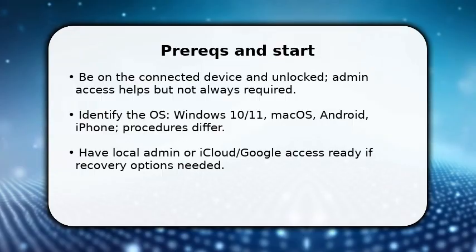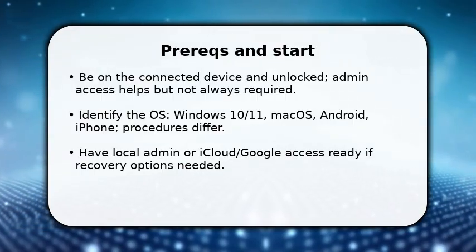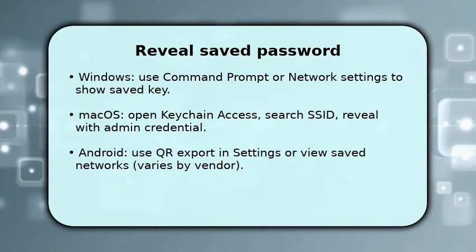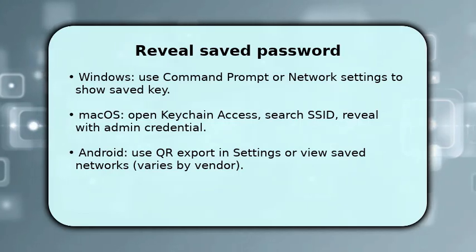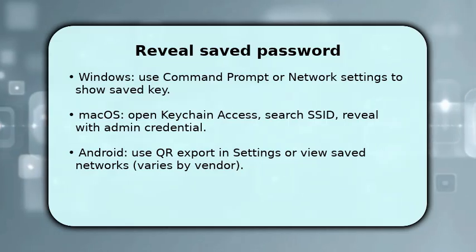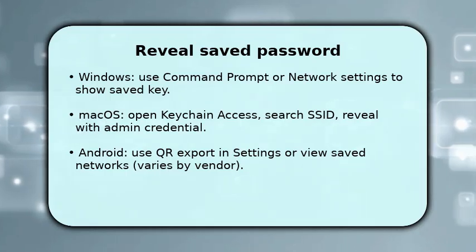If prompted for an admin password, pause and obtain it. You need elevated access to reveal saved credentials securely. Next, execute the method matching your OS. On Windows, run Command Prompt as admin and use netsh wlan show profile SSID key=clear to display the key. This works because Windows stores the key encrypted but decrypts for admins.